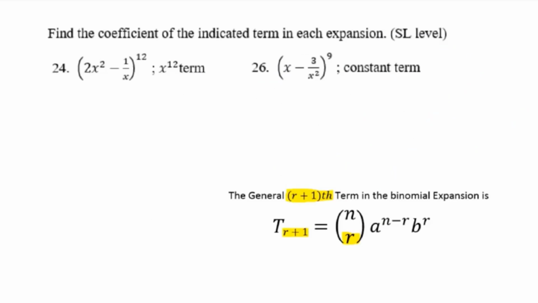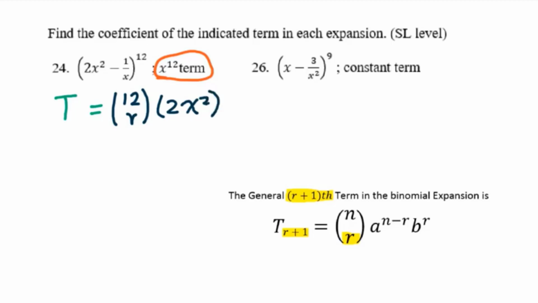24. We have 2x squared minus 1 over x to the 12th power. We need the x to the 12th term. First of all, we write down the general form for this binomial expansion. That is 12 choose r. Then 2x squared, do the 12 minus r's power. Then we have negative 1 over x. We do r's power. Now we organize the variable x.